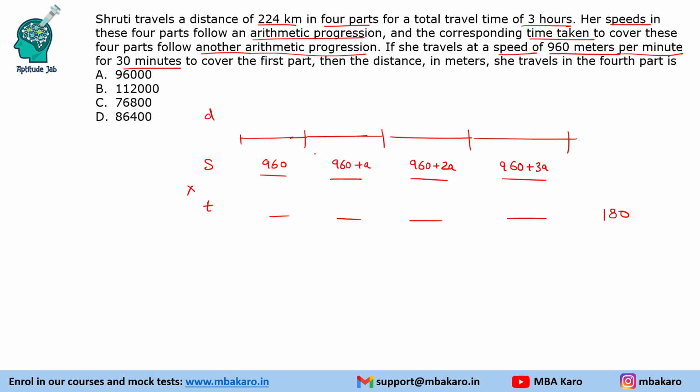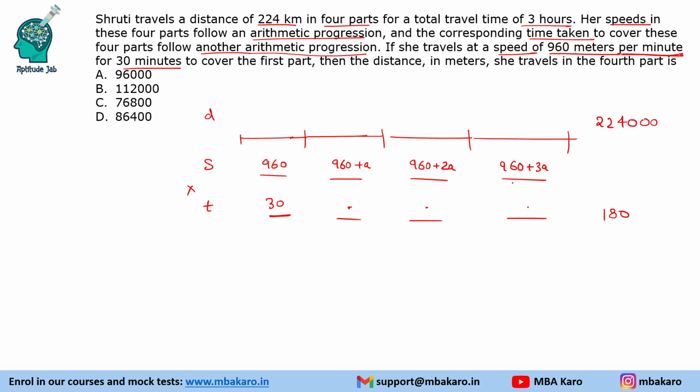We cannot add the speeds. Remember, we cannot add the speeds. We have to add the distance. So that is 224 kilometers. Since the speeds are given in meters per minute and the time is given in minutes, let us find the distance in meters. So 224,000. Now time is 30 and we have to generate an arithmetic progression.